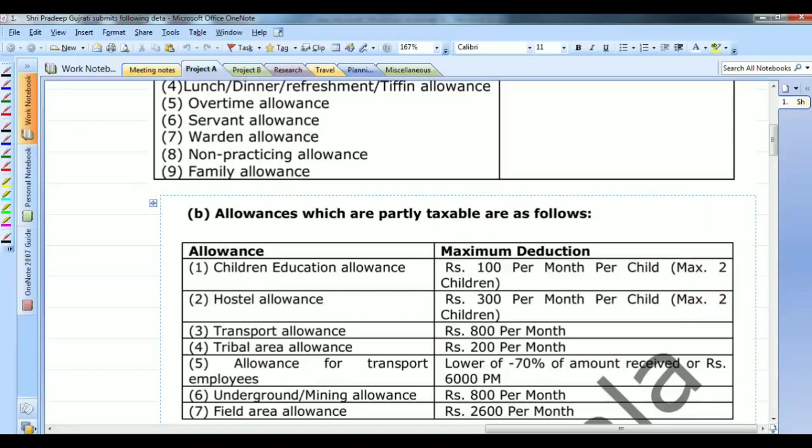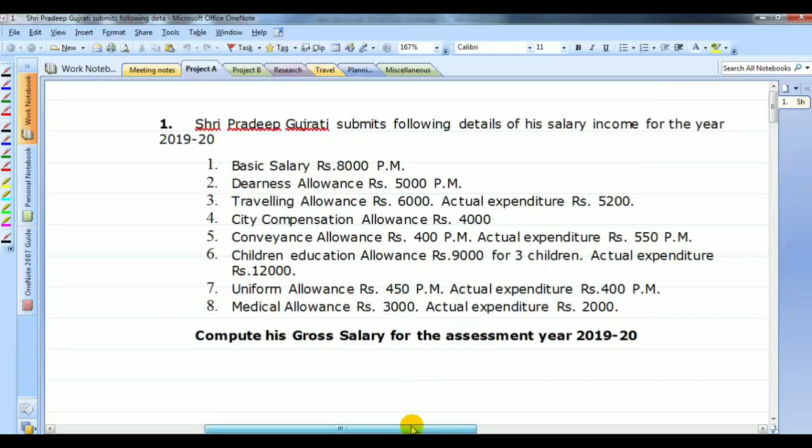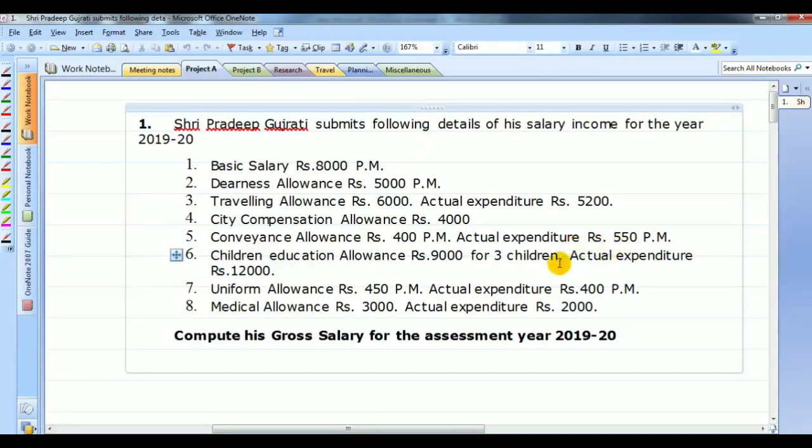See, in the sum which we are solving, certain additional information is given. This additional information is only to confuse the students while attempting the sum. Whenever you are getting children education allowance or any other partly taxable allowances, the actual expenditure does not have any role to play here. It is just given to confuse you. You just have to apply the provisions of the Act.